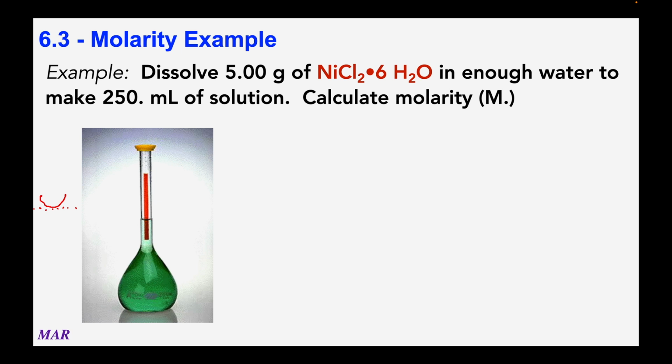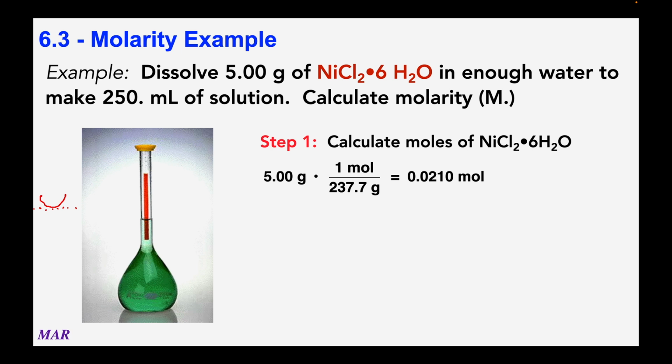So that big M is always moles of solute over liters of solution. So in this problem, to calculate molarity, we need to turn grams of NiCl2·6H2O into moles. We also need to turn milliliters into liters. And by the way, 1,000 milliliters per liter will be a really helpful conversion for you on this, so make sure that you know it.